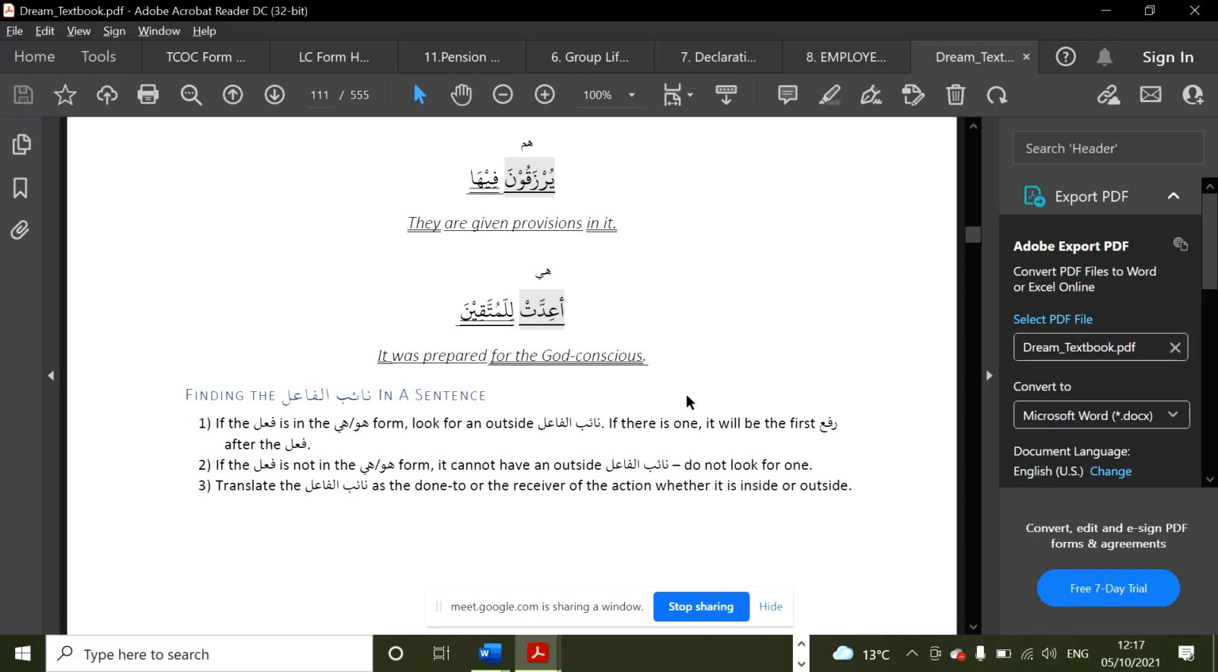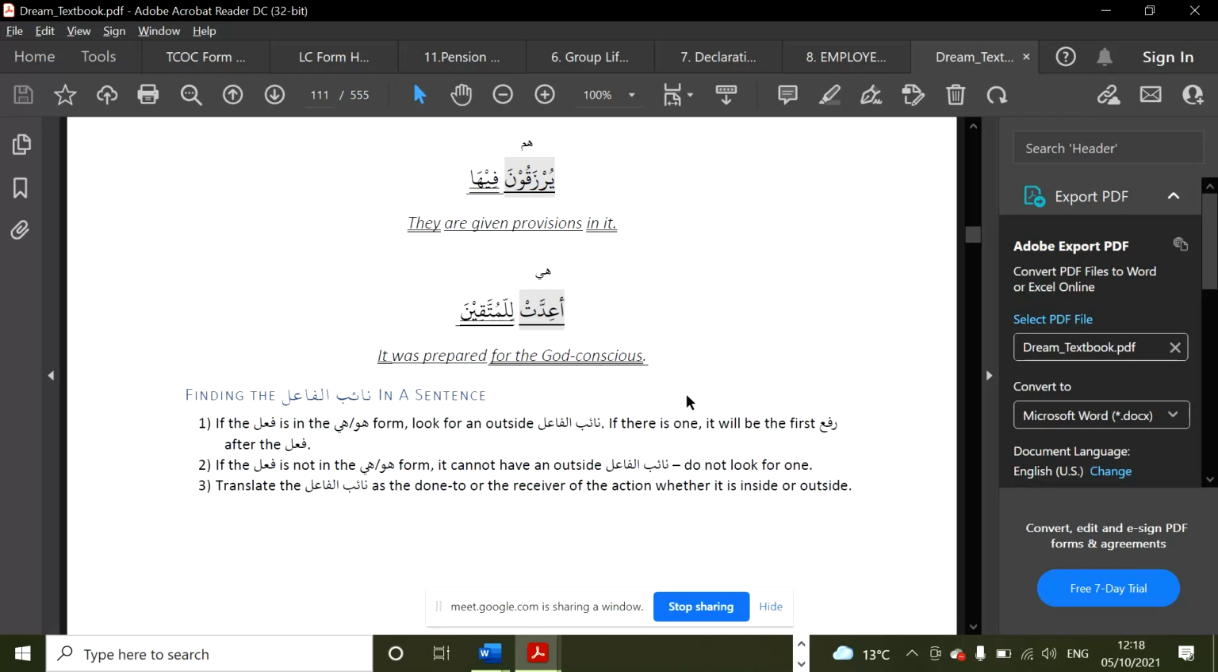Very good. And now please tell me what is the inside pronoun in it? أُعِدَّتْ, the ت tells us it's a هي. It's a hiya, right? So if we have a hiya, do we look for the outside naibul fa'il? Yes. Okay. So, متقين would be our outside one. What does lil muttaqina look like? Is it one word or is it a fragment? It's a fragment.